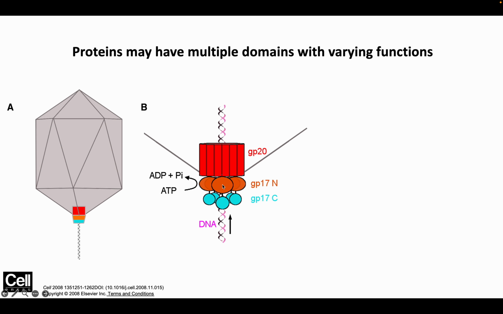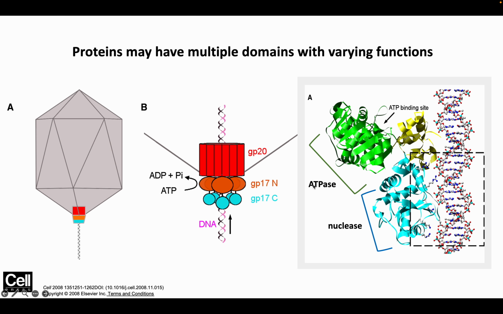The N terminus is shown in red, and the C terminus, the other end, is shown in blue. Here's a ribbon diagram of just a single subunit in the terminase, and the N terminus has ATPase activity, so that is one domain or one part of the protein. But the C terminus, the other domain of this protein, has nuclease activity.